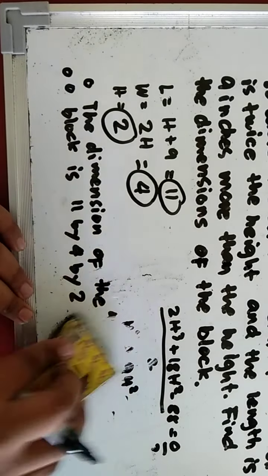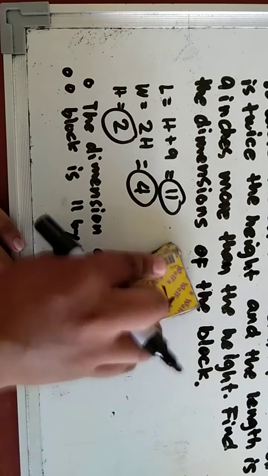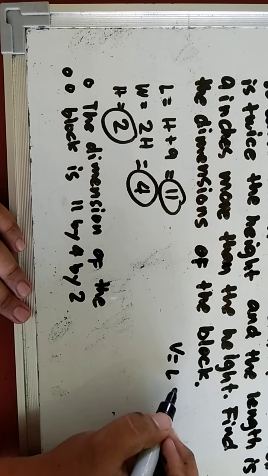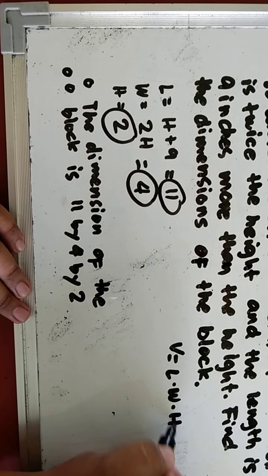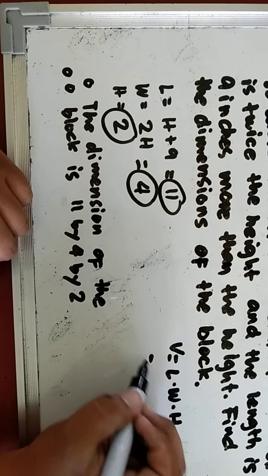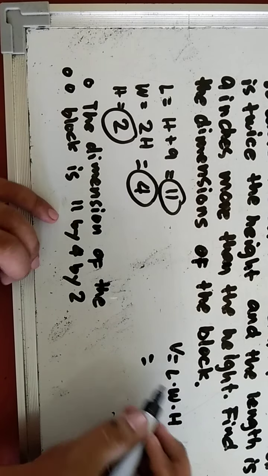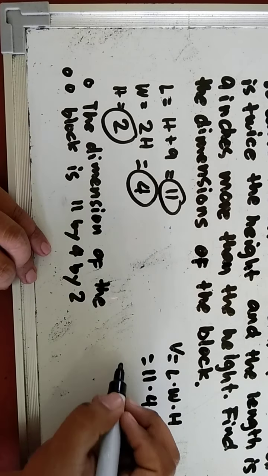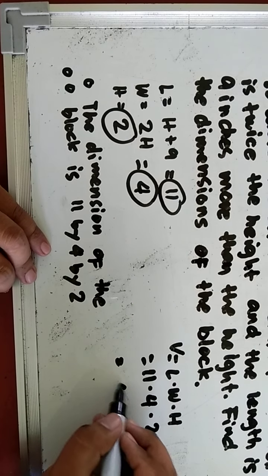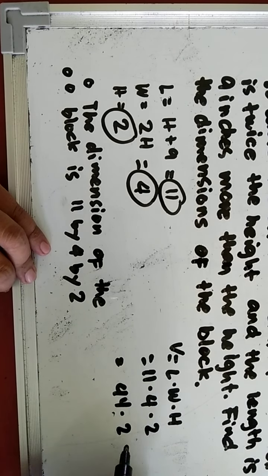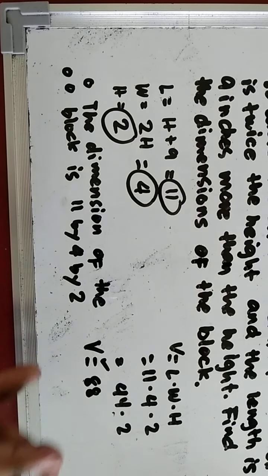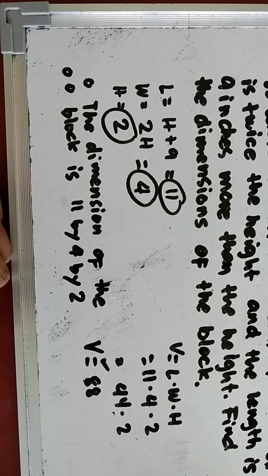So, pwede natin i-check kung yung magiging volume niya ba ay 88. Di ba meron tayong volume is equal to length times width times height. Yung volume daw ay 88, so dapat makuha natin 88. Ang length natin ay 11, ang width natin ay 4, at ang height natin ay 2. So, 11 times 4 is 44. Times 2, that is 88. So, tama ibig sabihin ang sagot natin. Ganyan din yung gagawin ninyo doon sa problem number 2.